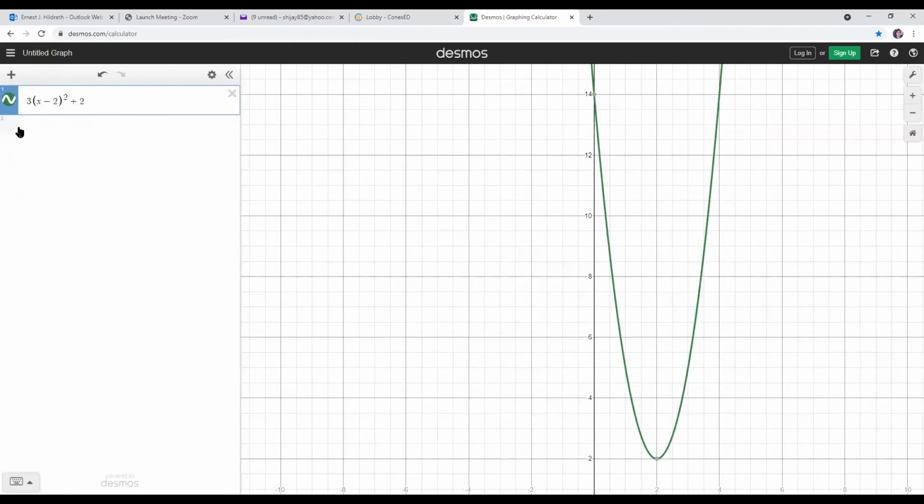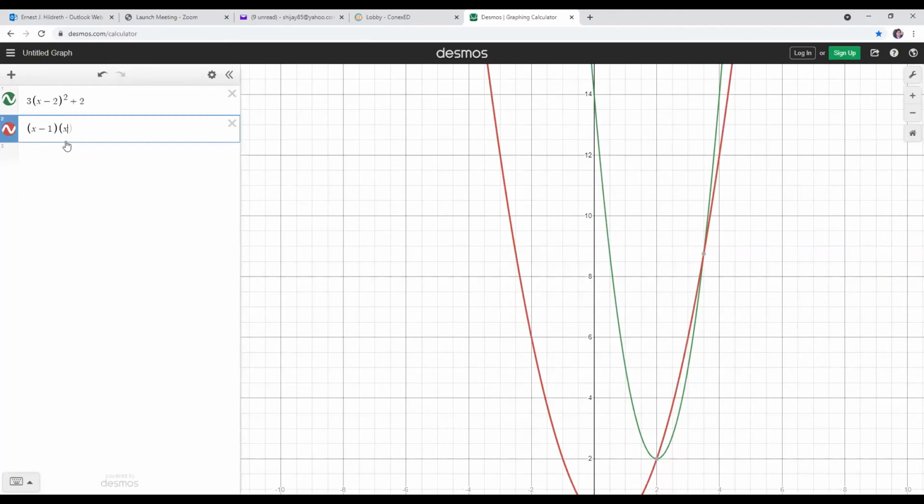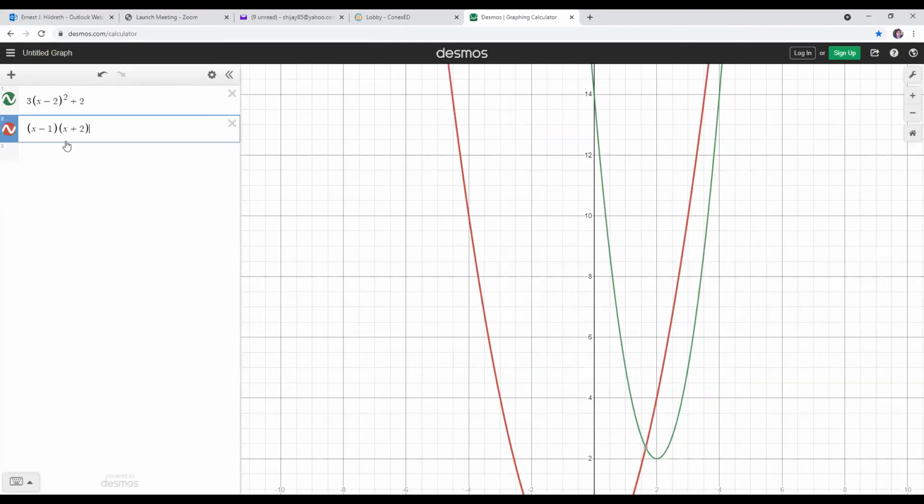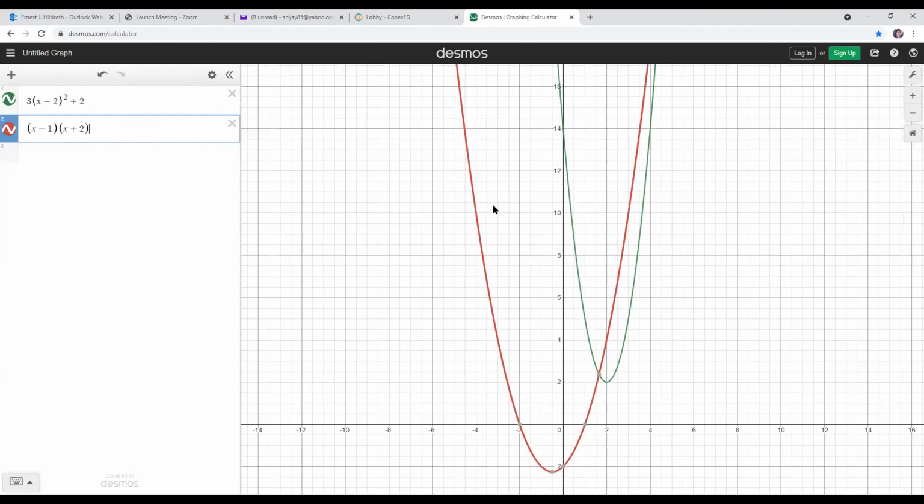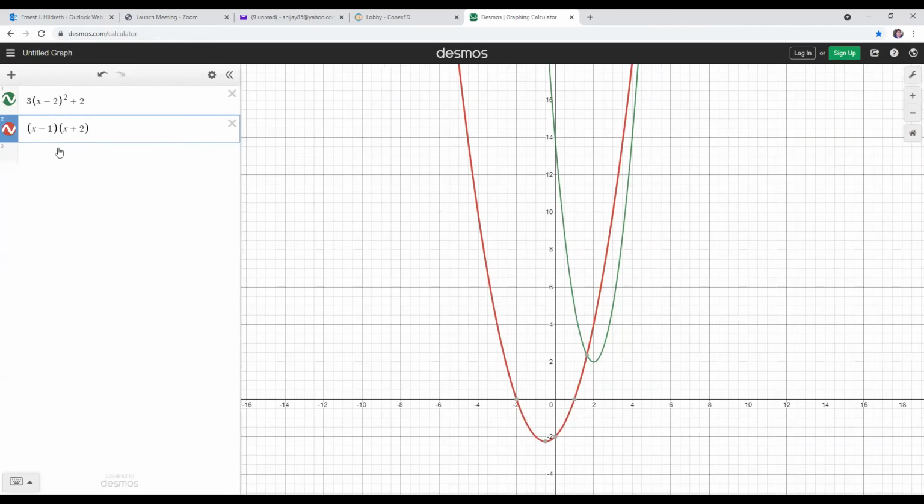Okay, now everyone believes that it still follows the same. So if we do x minus 1, x plus 2, this is working in the same way as we have before, but this time we have x minus 1 and x plus 2. This shows us the graph in red of how it adjusts to it.